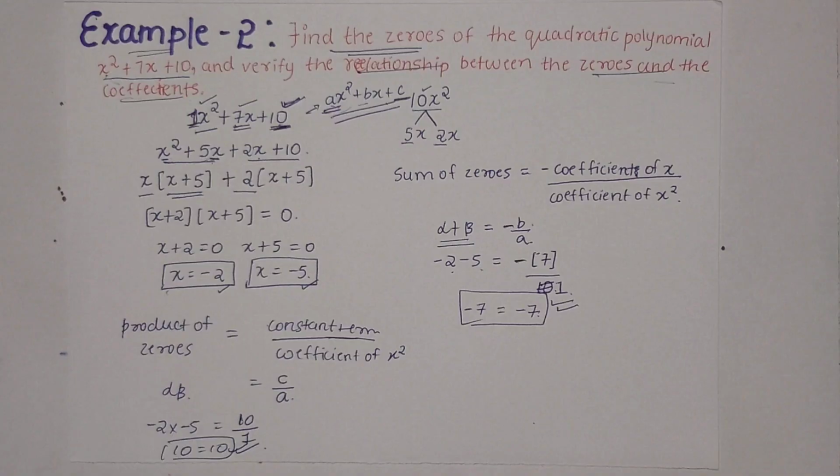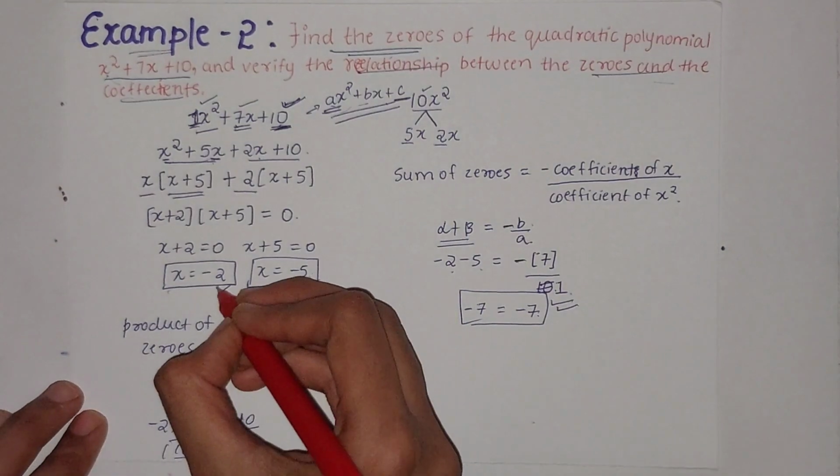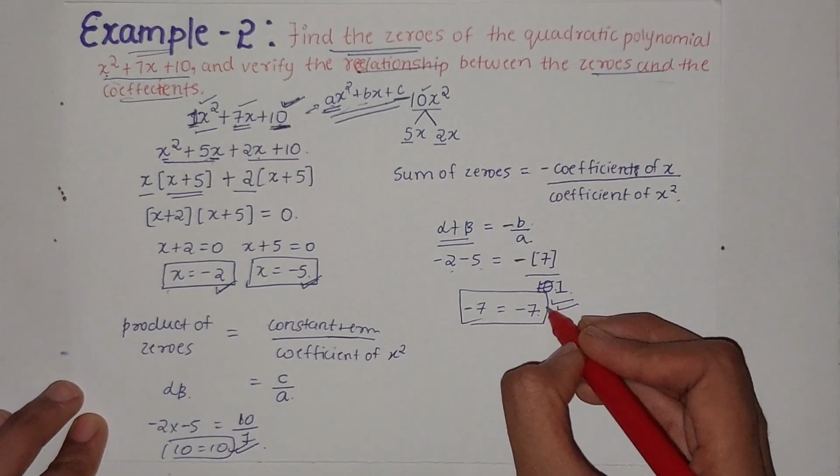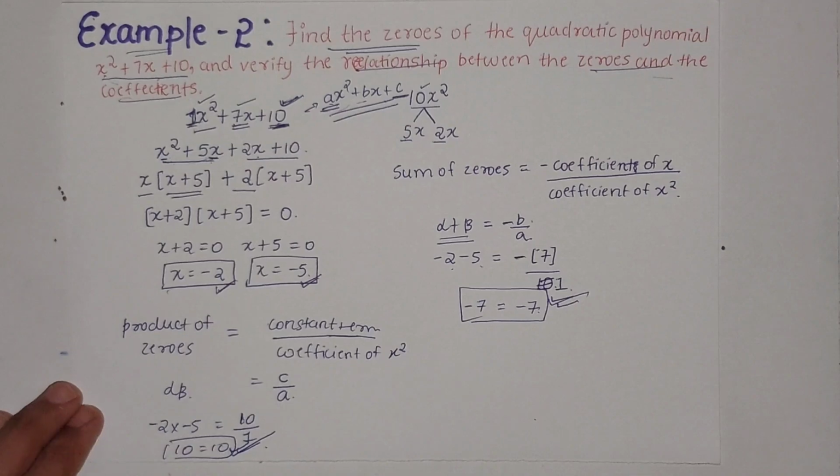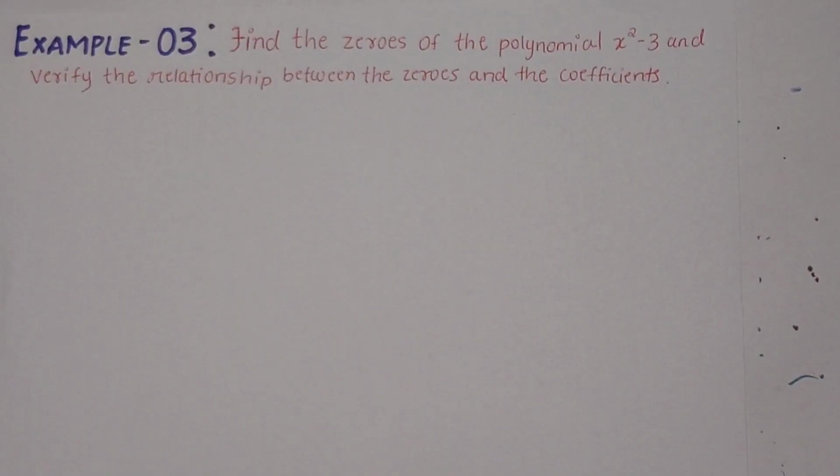Okay, I hope you have understood the solution. I first found the zeros of the polynomial and then I verified it. Okay, yes, moving on to example 3.